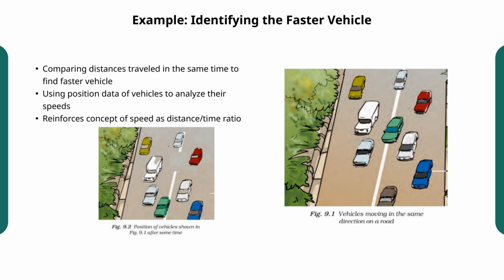Step 2. Since the time is the same for both vehicles, Step 3, we calculate speed by dividing distance by time. The one that covers the greater distance in the same time must be faster. Step 4. Hence, Vehicle A is moving faster than Vehicle B. This simple comparison helps us see how scientists and engineers measure speeds in real life.